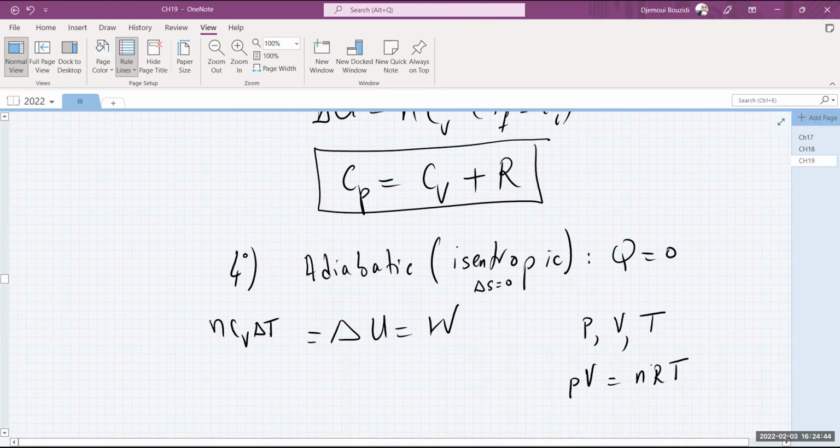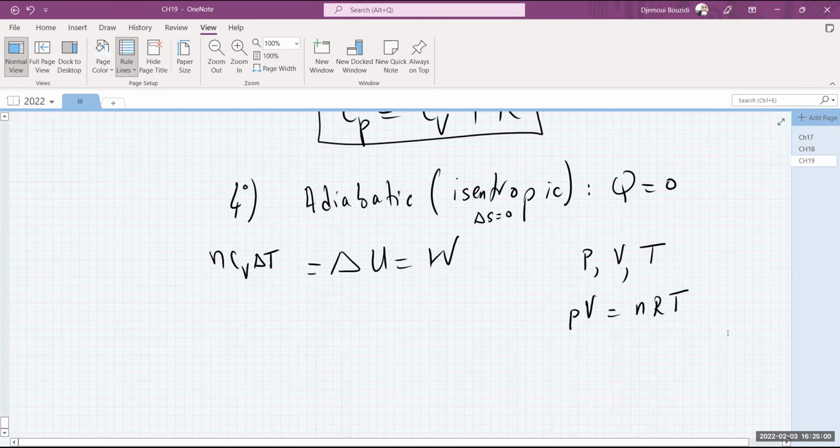If I can find how P and T are changing, then I can find the volume later on using this relationship. If I find how P and V are changing, then I can use this relationship to find the T. If I can find how V and T are related, then I can use this relationship to find the P. So that's basically what this thing is.